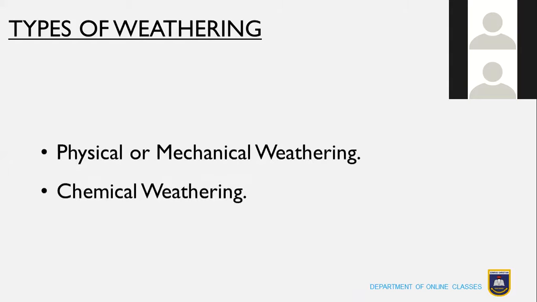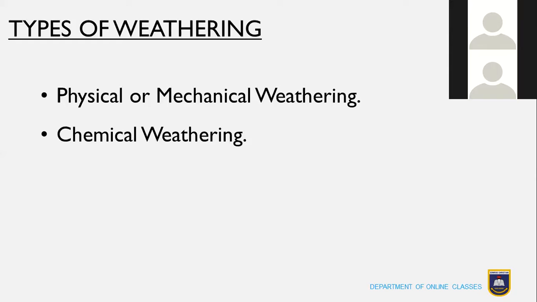So what are the types of weathering that we have? Now we are looking at physical or mechanical weathering. That's the first type of weathering. Then we will also consider the second one, which is chemical weathering. Now, the third one that you are likely to see in other books or in some literature has to do with what we call biological weathering.